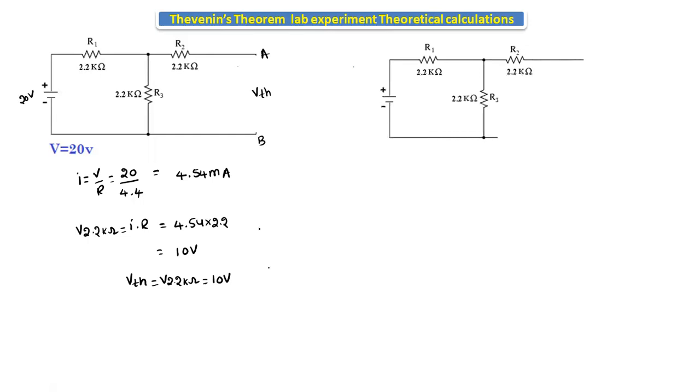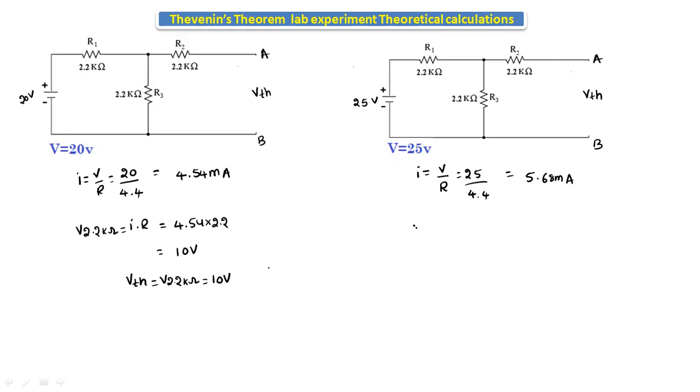Now let's apply 25 volts here. Assume that it is terminal A and terminal B. The voltage appearing across the A and B terminals is nothing but VTH. If we apply 25 volts, same procedure: I is equal to V by R. But here the voltage we are taking is 25 and the R value we know is 4.4. If we calculate 25 by 4.4, we will get a current of 5.68 milliamps flowing.